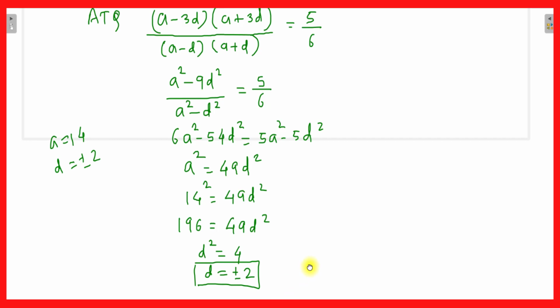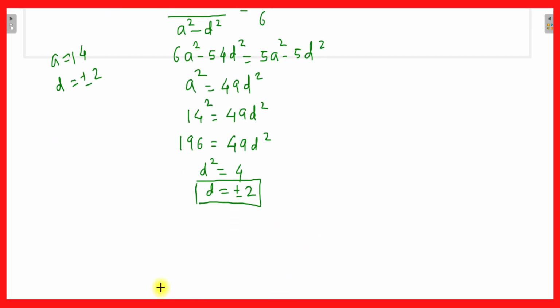So how will you divide it? First, we will take the values of a as 14 and d as plus 2, and the second time we will take the value of d as minus 2. After calculating that, you will get the first AP as 8, 12, 16 and 20, and the other AP will be 20, 16, 12 and 8. So these are the two possibilities in which you can divide the given number into 4 parts in an AP.